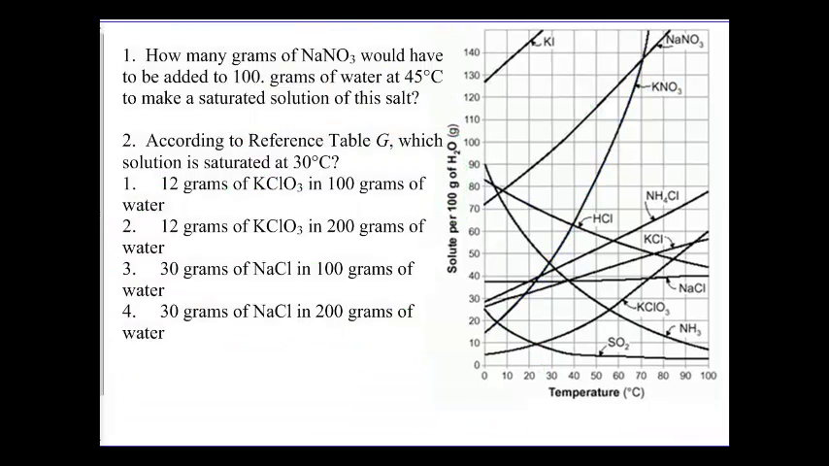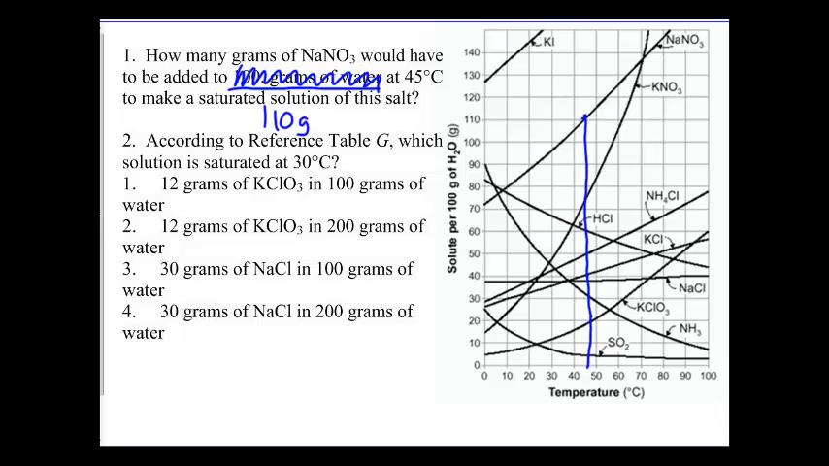All right, here's another example. How many grams of NaNO3 would have to be added to 100 grams of water? Again, remember, if you see 100 grams of water, that just means you can use the chart as is. At 45 degrees to make a saturated solution. So this is a pretty straightforward question. You go to 45 and you go up to NaNO3. Yeah, if you draw a straight line, it's a lot easier. NaNO3. And how many grams would need to be saturated? You go till you hit the line. That's about 110 grams is the maximum amount you can dissolve.